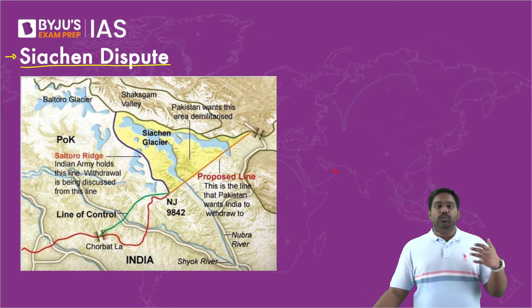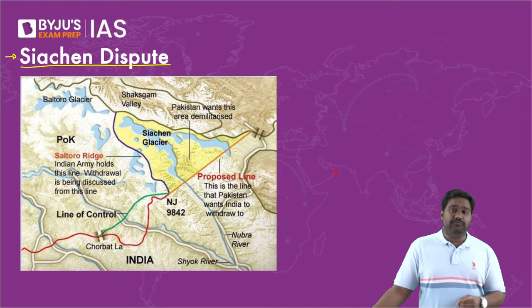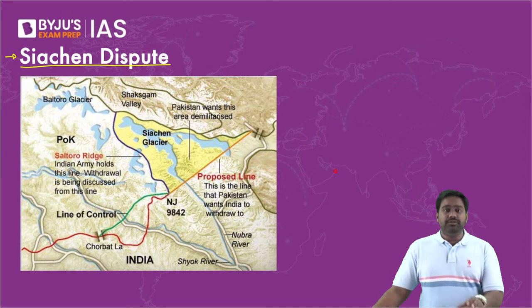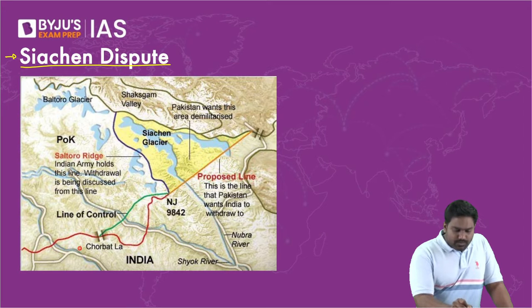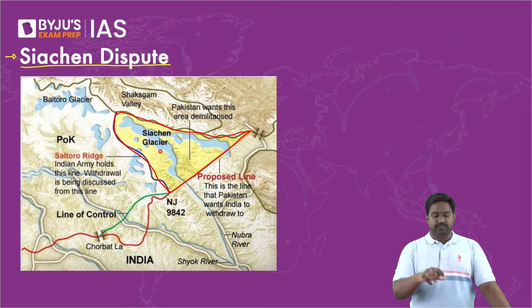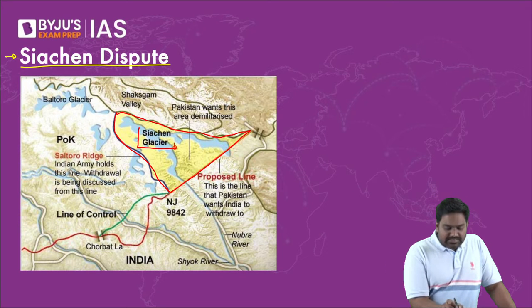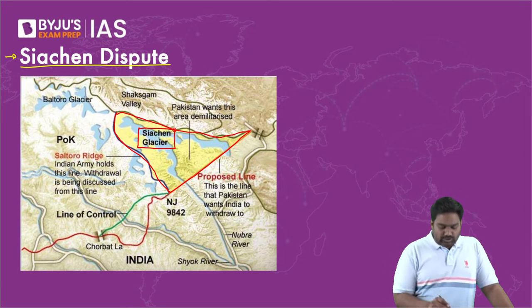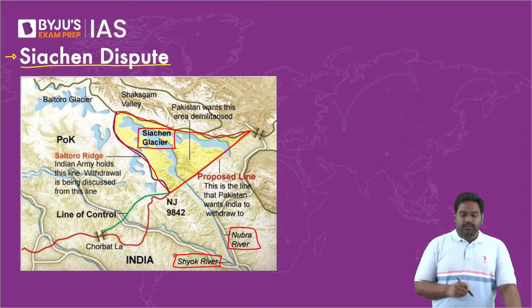The Siachen Glacier is considered the world's highest battlefield. It's also the world's most expensive battlefield. The Siachen Glacier is a strategic region located between India, Pakistan-occupied Kashmir, and China. This triangular region that you see here in the map, to the north of Kashmir, is where you find the Siachen Glacier. You can also see the Nubra and Shyok rivers that originate from here, right?